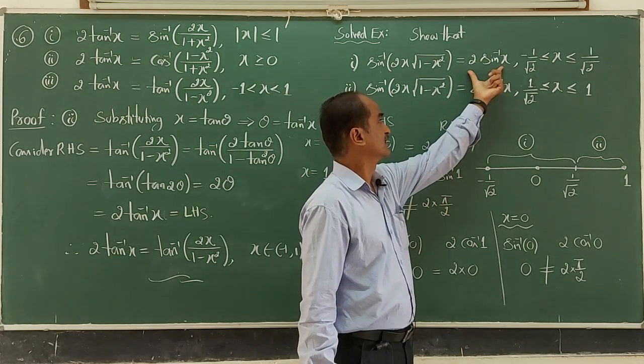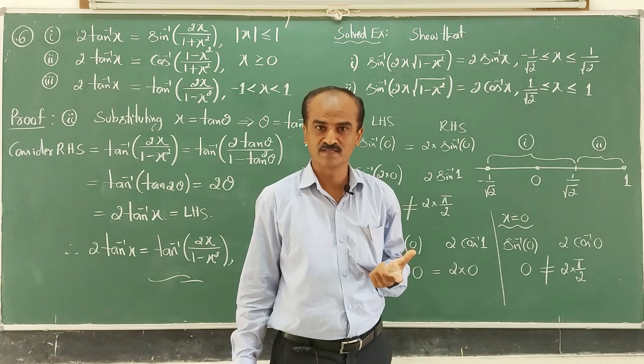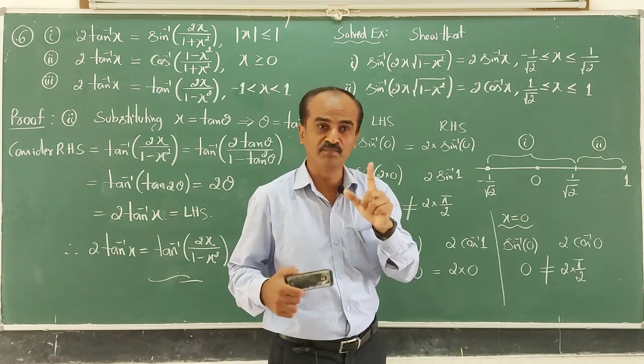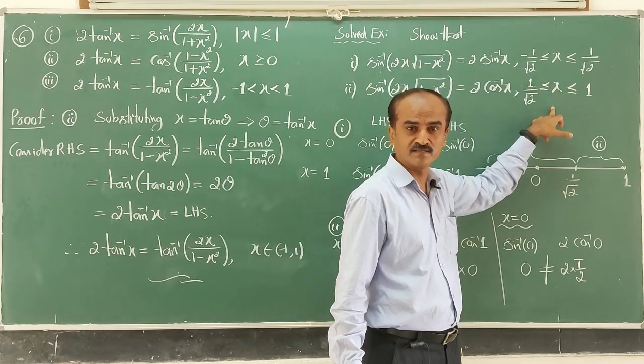So therefore, remember, whenever sin inverse of 2x into root 1 minus x square is there, don't be under the impression that I can write either 2 sin inverse or 2 cos inverse. How to decide the result? Based on the values of x. Very, very important it is.